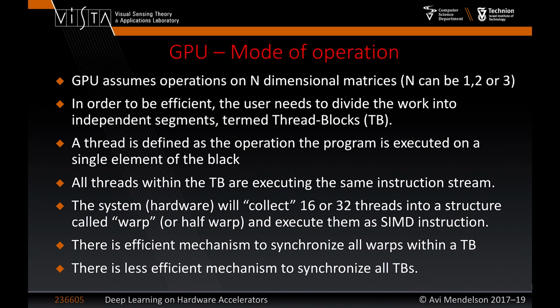Because of limitations that we'll discuss later, the system is broken down into thread blocks, and a thread block is just a subset of the data or a subset of the work. You can have some communication inside the thread blocks, but there is no coherency or communication between thread blocks. So you have a very, very fast mechanism, for example, to synchronize the threads inside the thread block.